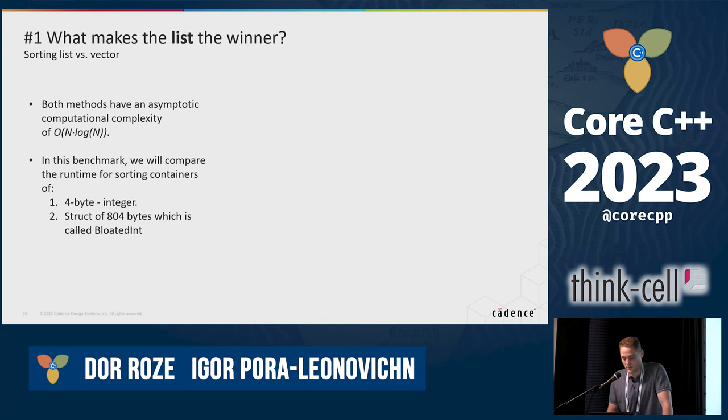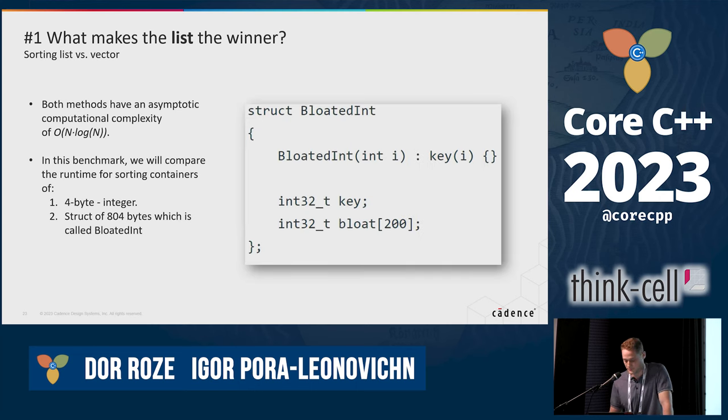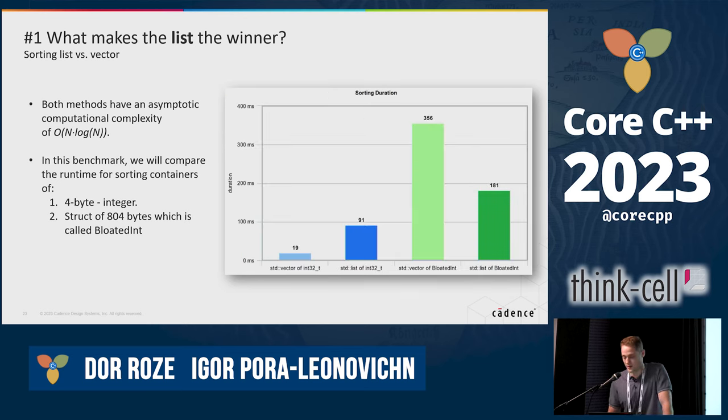And in this benchmark, we compare the runtime for sorting elements of, from the one side, 4 bytes, and from the other side, a struct of 804 bytes, which is called bloated int. So this is the struct bloated int. And those are the results we received. So we can see that when the size of the element is small, then vector is the winner, right? The size is small, it's the blue, light blue over here, and the blue, right?